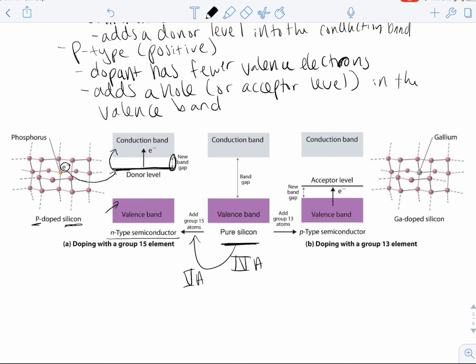If we want to form a P-type, we need fewer valence electrons. So in this case, we're going to add in something from 3A, something like gallium. Gallium doped into silicon has one fewer electron, so we form an acceptor level. This is unfilled, and this is filled. So that acceptor level now has an area for electrons from our valence band to go up and excite into. So now, again, we have a smaller band gap. Okay, so that's everything for our semiconductors.